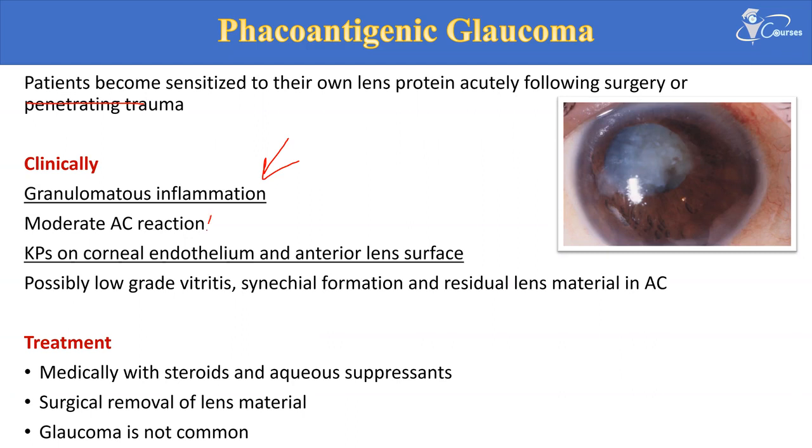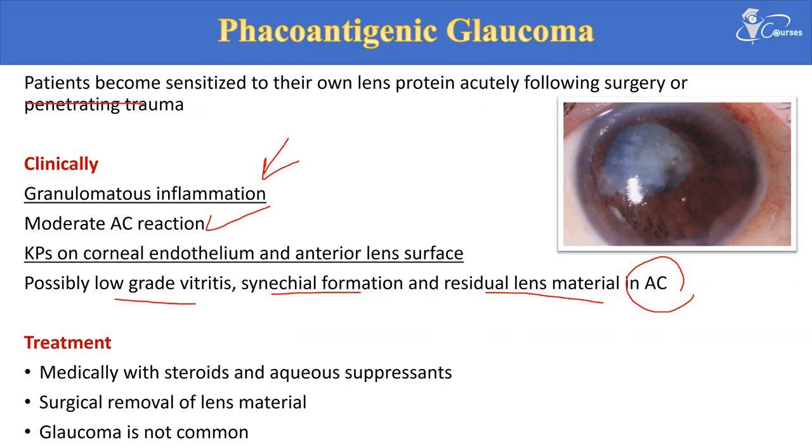This will result in moderate anterior chamber reaction. There will be KPs, or keratic precipitates, on the corneal endothelium and anterior lens surface. Also, sometimes low-grade vitritis, synechia, and residual lens material in the anterior chamber. So this granulomatous inflammation is what causes the glaucoma. The treatment will be the same: medically with steroids and immunosuppressants, surgical removal of the lens material, and fortunately, the glaucoma is not common here.